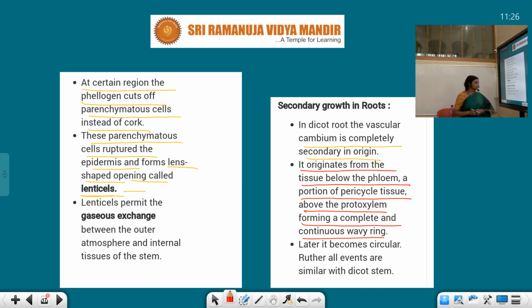So I hope all of you have understood this secondary growth part. Of course, it is a little tough, because to understand it you have to go through all the structures. First, you have to know the anatomy of the dicot stem and dicot root. Then only you can understand it easily. After watching the video, if you do not understand anything, you can ask me, and I will clear it up later.